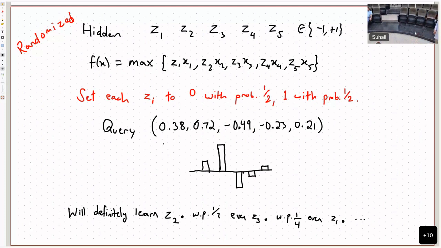So this is the behavior of a query. And on expectation, you're learning 2 bits. You're learning Z2, and on expectation, you're learning 1/4. So if on expectation you're learning 2 bits, you'll need n by 2 queries before you learn all of the bits. And that's how simple the random problem is. You require n by 2 queries for your expected number of values learned to be equal to n.